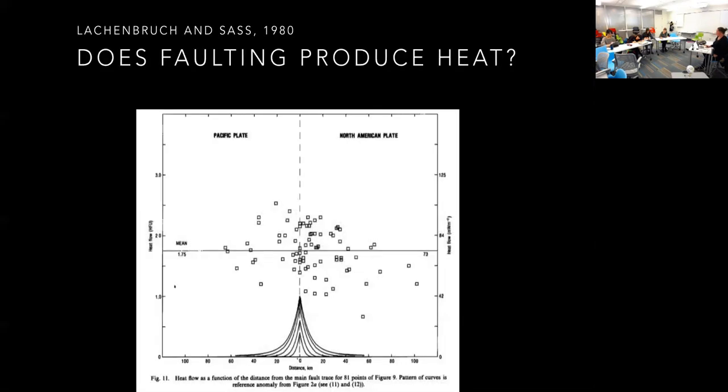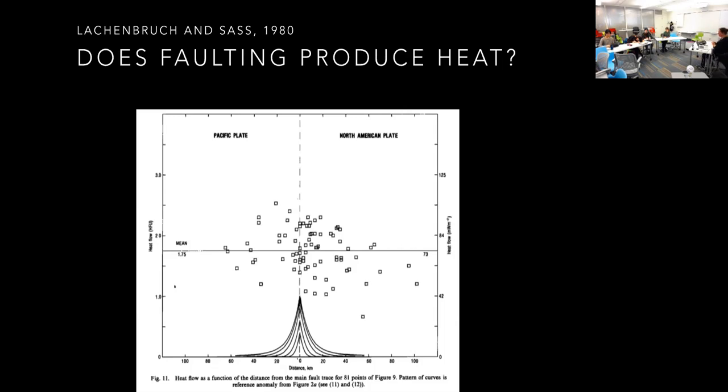Okay, so this has been alluded to a couple times in this lab, but frictional sliding produces heat. You know that because you rub your hands together to keep them warm. So that's, yeah, frictional sliding produces heat. You're doing work against friction when you rub something together, and that work turns into heat.